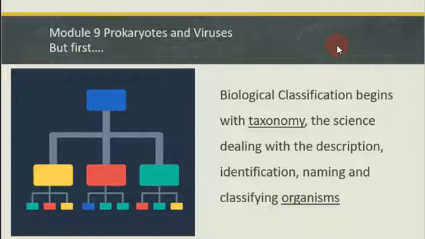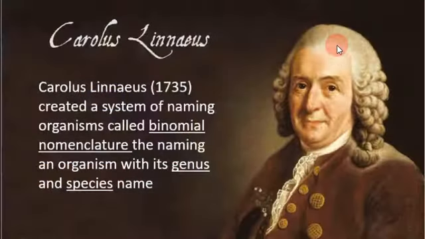This picture I have over here is showing how we take something big and break it down, based on its characteristics, into groups with similarities between them. So it brings us to this guy, Carolus Linnaeus. Linnaeus was a brilliant guy, very interested in detail, and he wanted to give everything a name that everybody could understand. So he figured out a system of naming organisms.